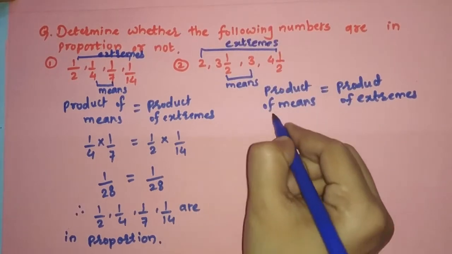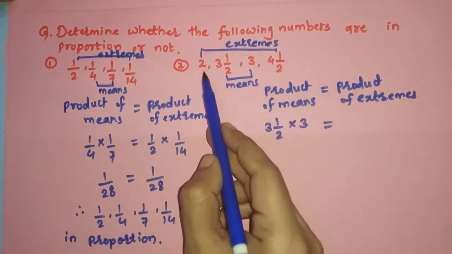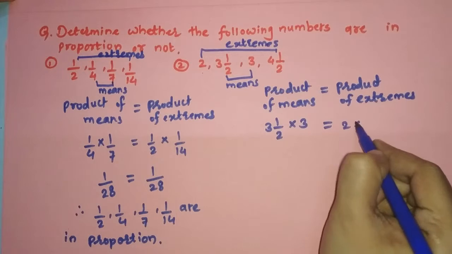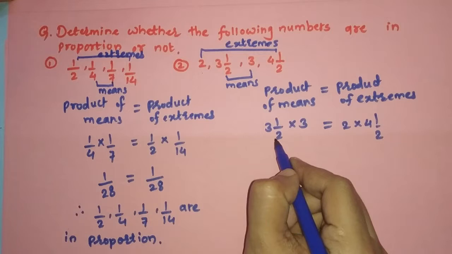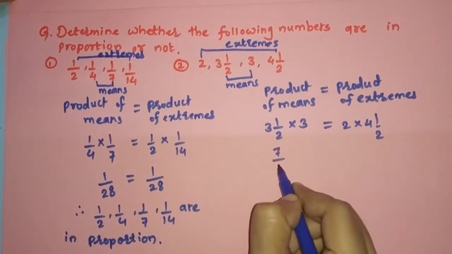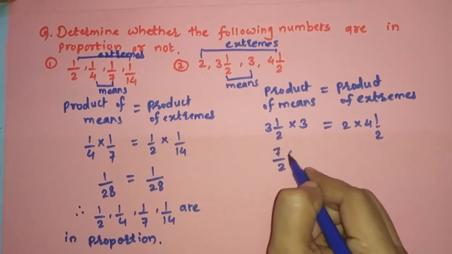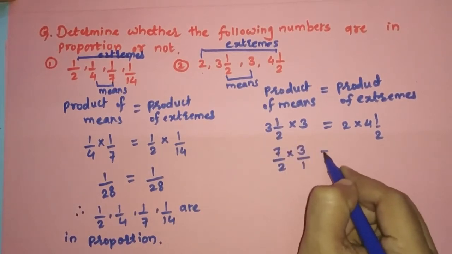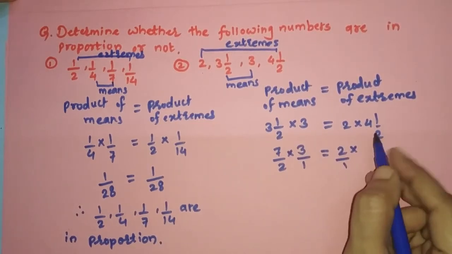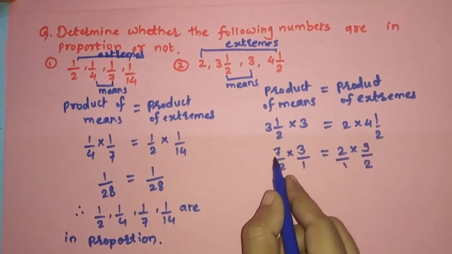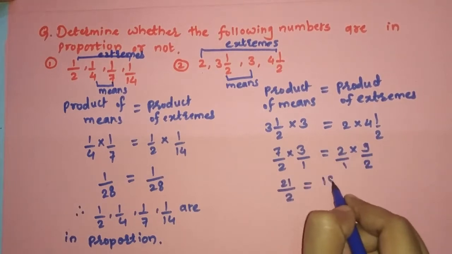So we'll check the product of means here, that is 3 into 2 and 1 by 2 multiplied by 3. Now we'll take the product of extremes, that is 2 multiplied by 4 and 1 by 2. So now here we'll convert it into improper fractions. How are we getting 7 by 2? We need to multiply 3 by 2, then add this 1 into it, we get 7 by 2. And here, 4 times 2 is 8 plus 1, 9 by 2. So here just multiply, that is 7 by 2 you will get, and here 18 by 2 you will get, friends.